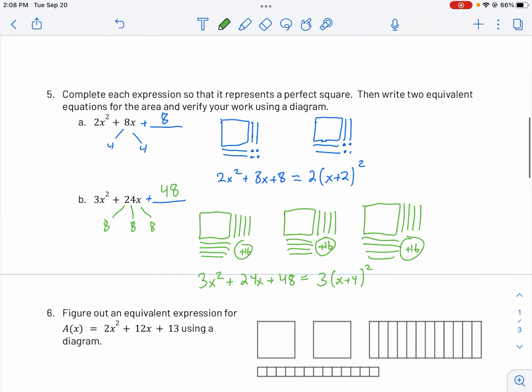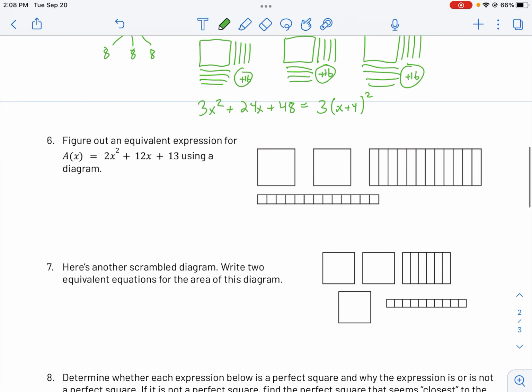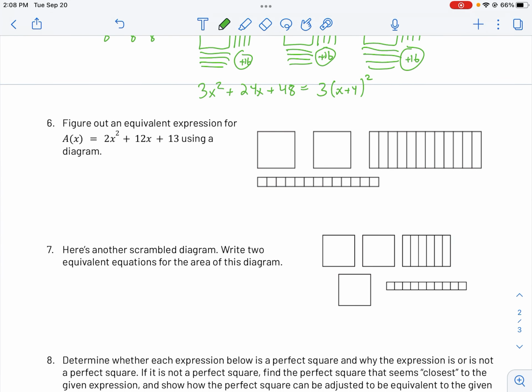So 5 was just asking us to complete the perfect square. 6 is giving us some extra information. Right? It says find an equivalent expression for A of x equals 2x squared plus 12x plus 13 using a diagram. Okay. So we've got our diagram, but somehow we need to come up with an equivalent expression. And since I see that this is a trinomial, I know my equivalent expression should be a square of binomials. Okay, so I'm trying to find the square of binomials here.